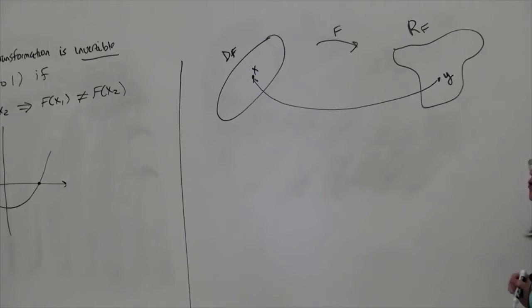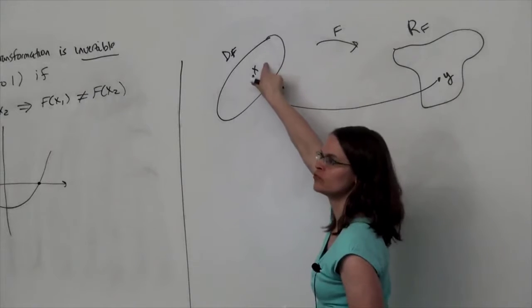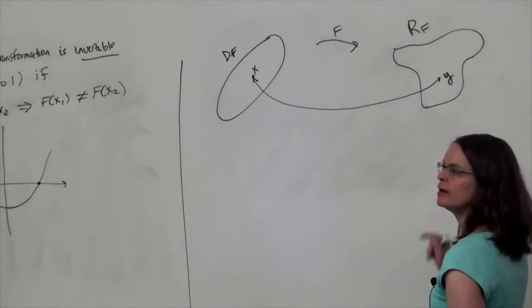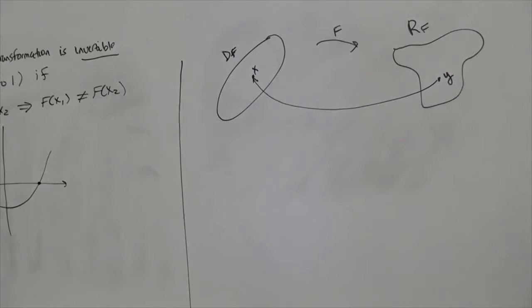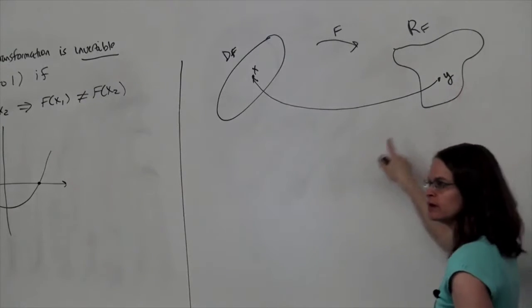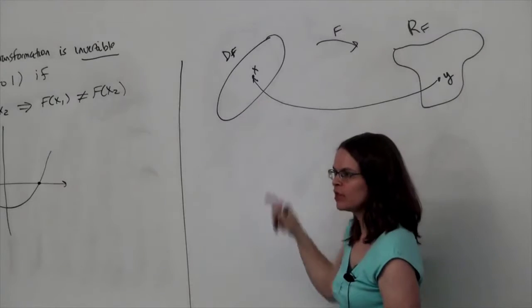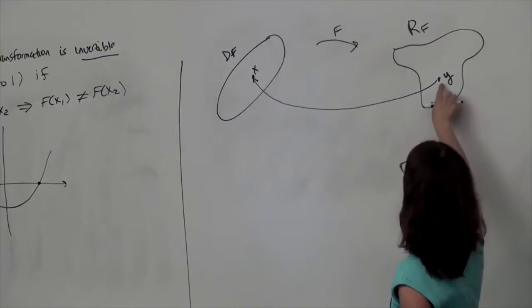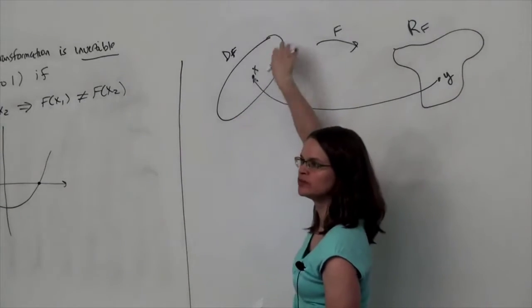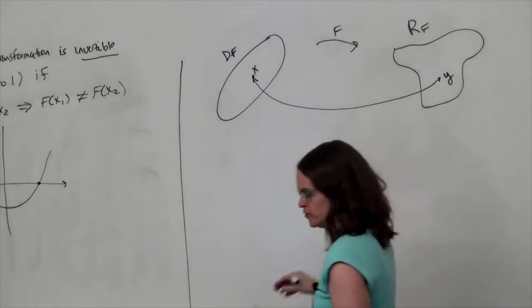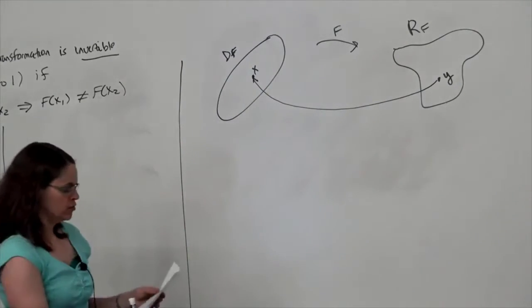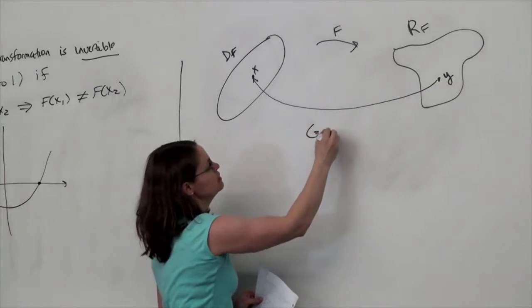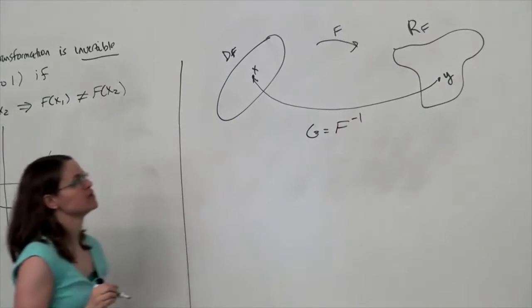And that means I could define a new function here. So my function capital F goes this way. It goes from here to here. But now if I have an invertible mapping, I could go the other way around. I could have a function that takes me from here to here. If it's not invertible, I can't define a function because this point will want to go to multiple different locations, and that's not a well-defined function. So let's call this function g, or we'll also refer to it as f inverse.